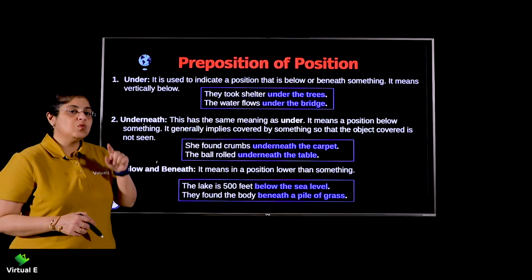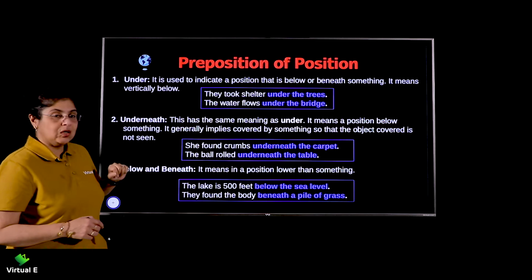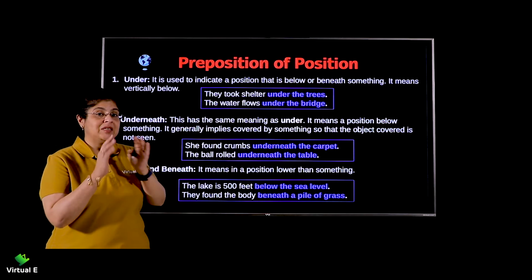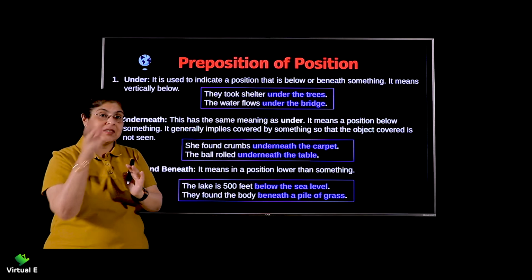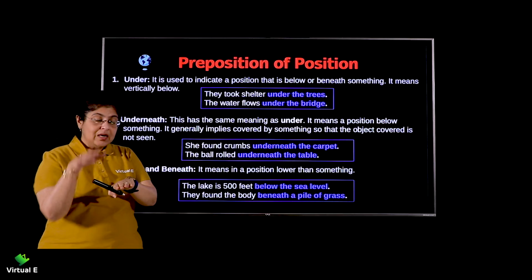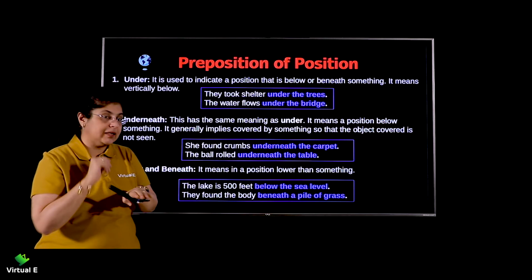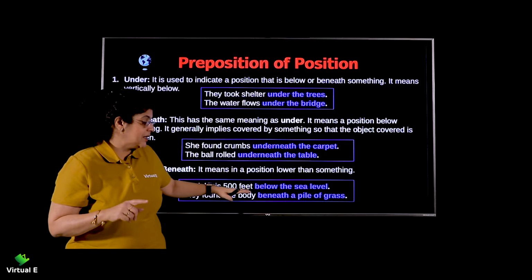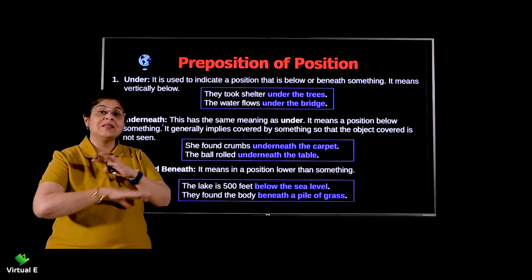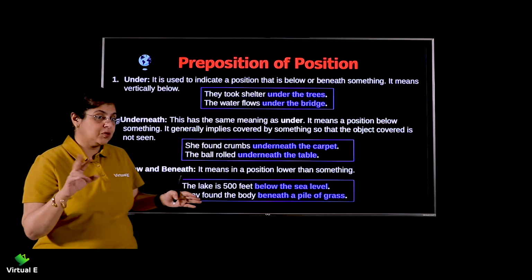Now I'd like to give you one more difference which is very prominent. Under and below. When you are talking of under, they took shelter under the trees. That means they were covered by the trees. If they are saying the water flows under the bridge, that means the water is being covered by the bridge. That's where it is, under. Here, if we are talking of the lake being 500 feet below the sea level, there's nothing vertical and there's nothing covering it. Try and understand the difference between the two.